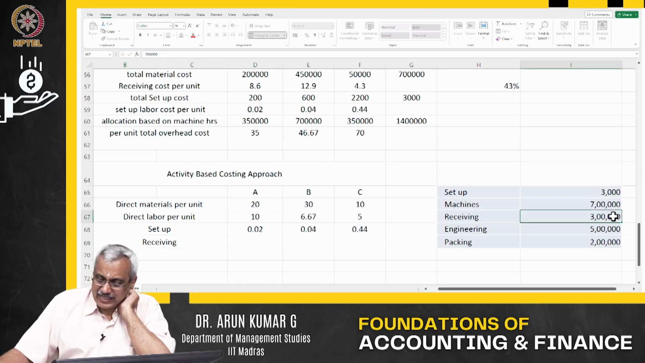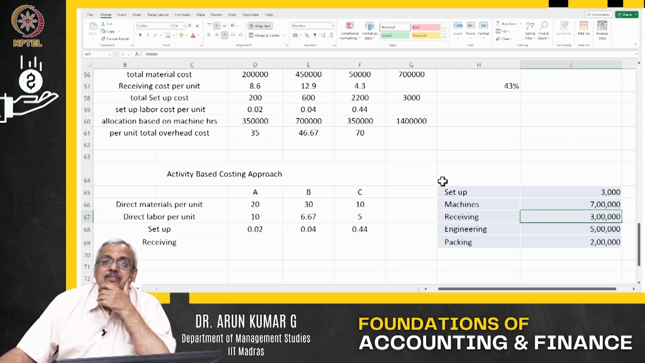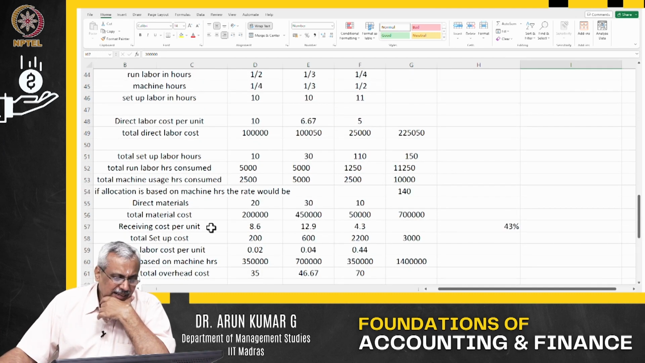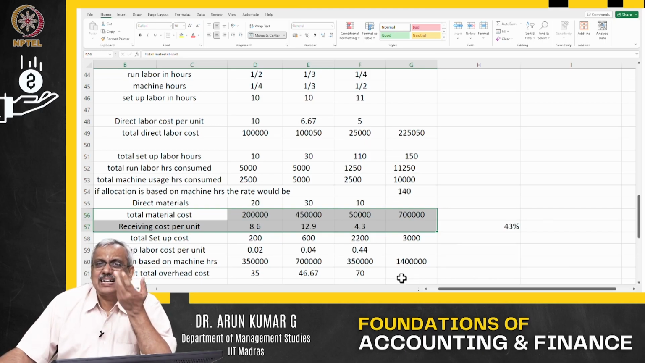I am spending about 300,000, that is about 3 lakhs, on receiving. Now, unlike in the earlier case, where the cost was related to the machine, which was 43% of my material cost, my receiving need not have anything to do with the material cost.